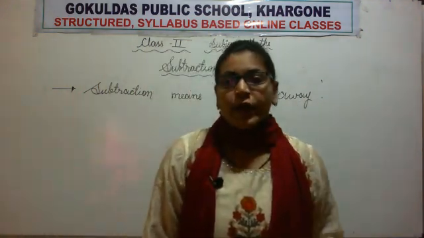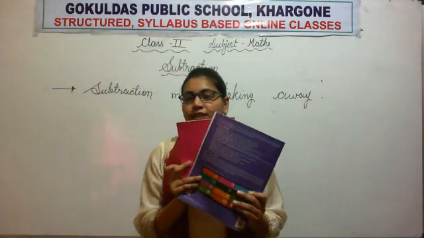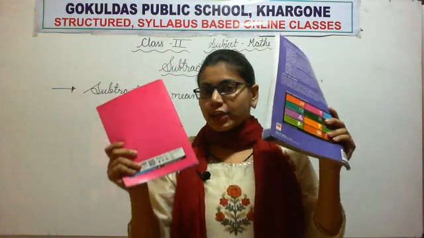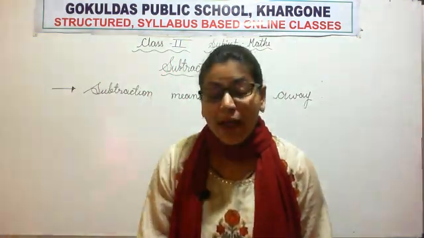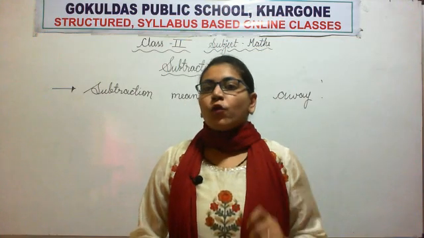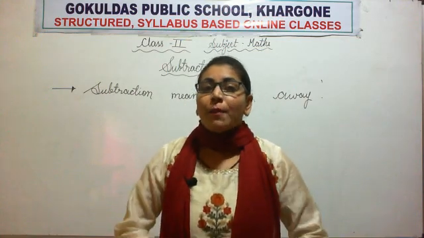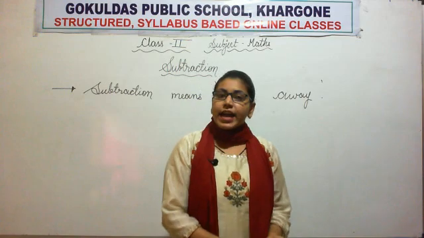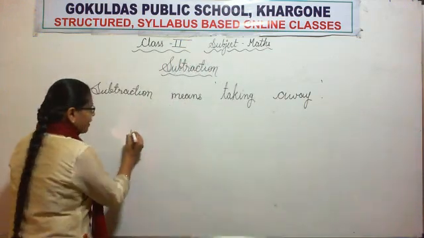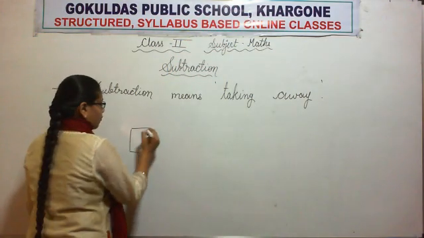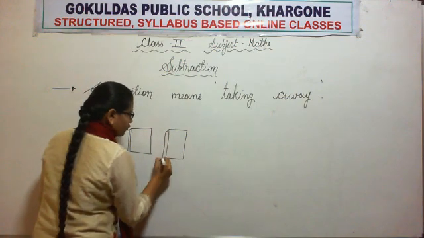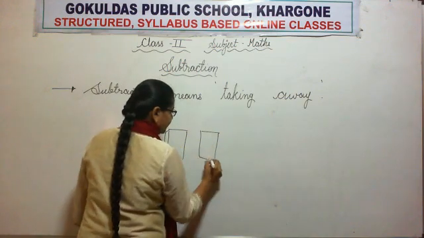See, today I was having 4 books. These, how many are they? 1 and 2. But today I was having 4 books. But one of my friend has taken away 2 books from me. Let me draw 4 books first.